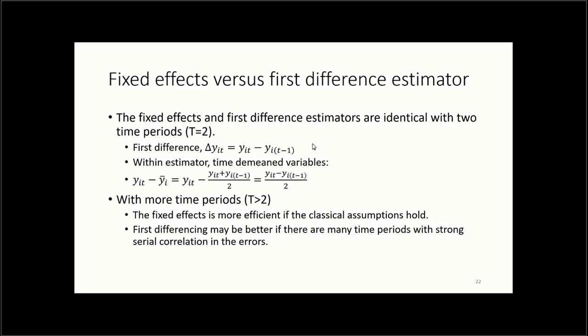Now, when we have more time periods, so T greater than 2, which model should we use? Many people use the fixed effects model because it's more efficient if the classical assumptions hold. But first differencing may be better if there are many time periods and strong serial correlation in the errors, which means that the errors are related from one period to the next. So if we have many time periods and errors correlated over time, we may be better off using the first differences estimator.